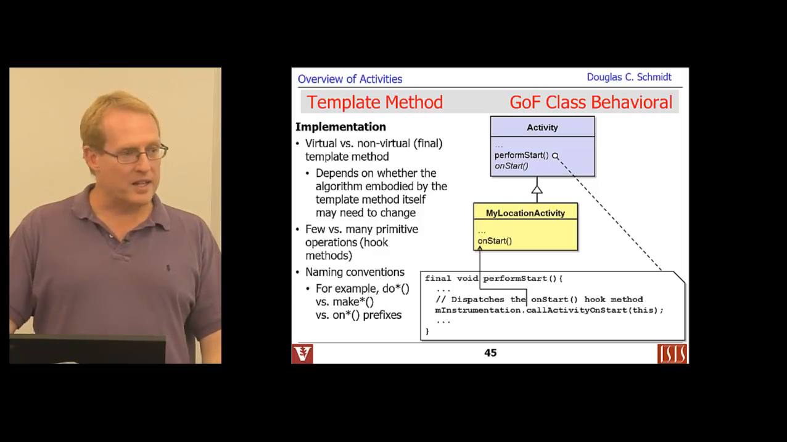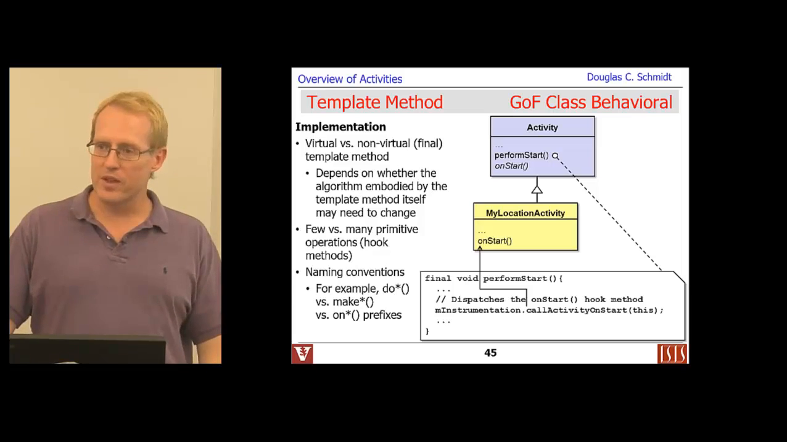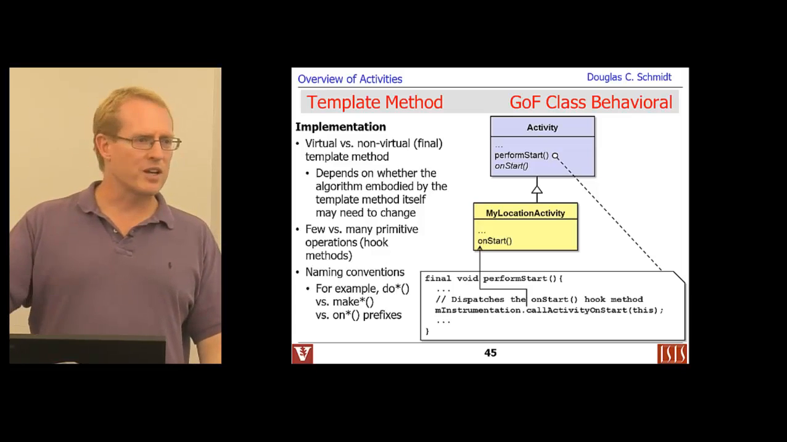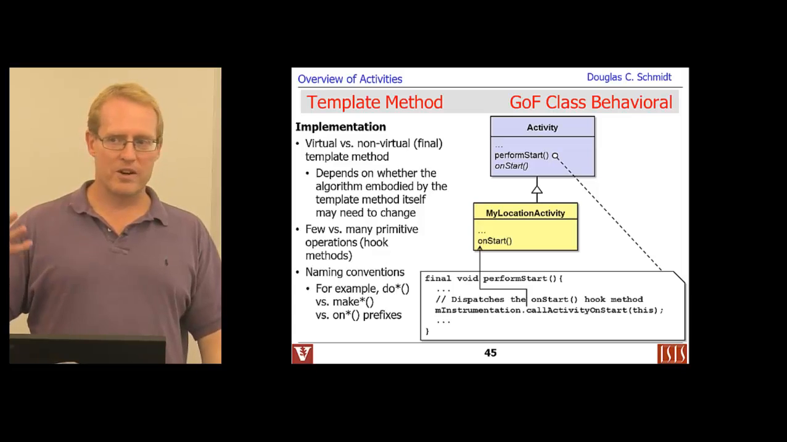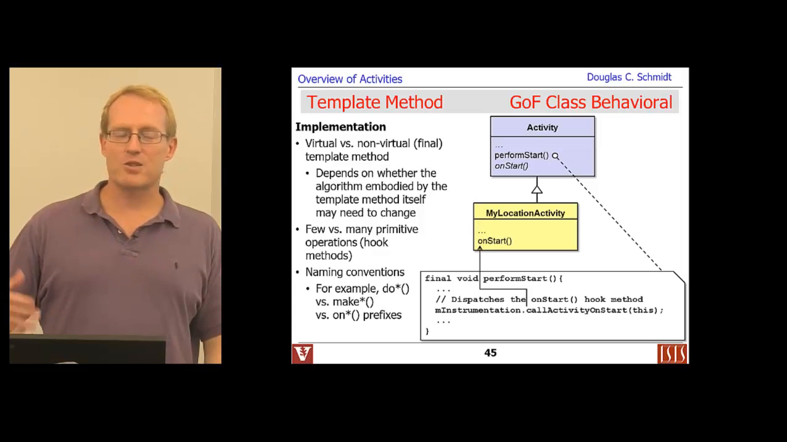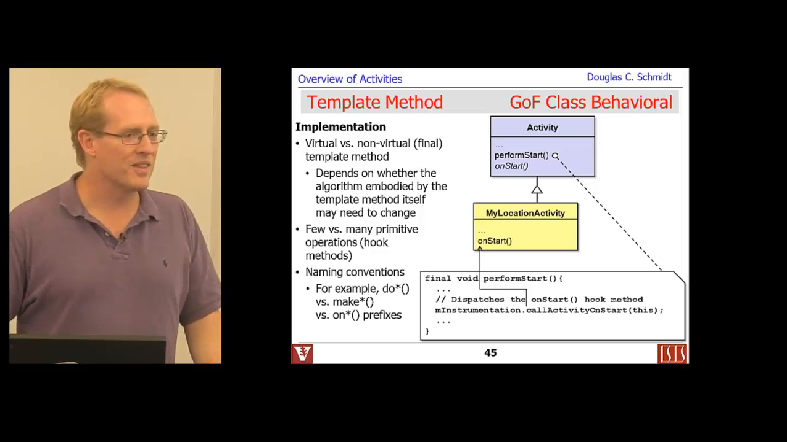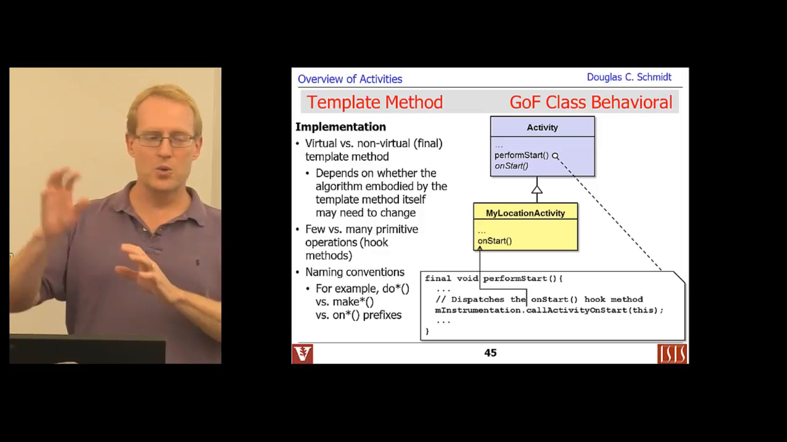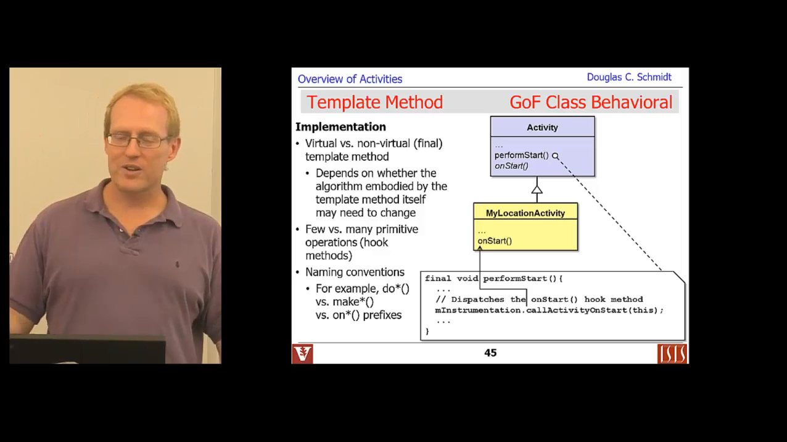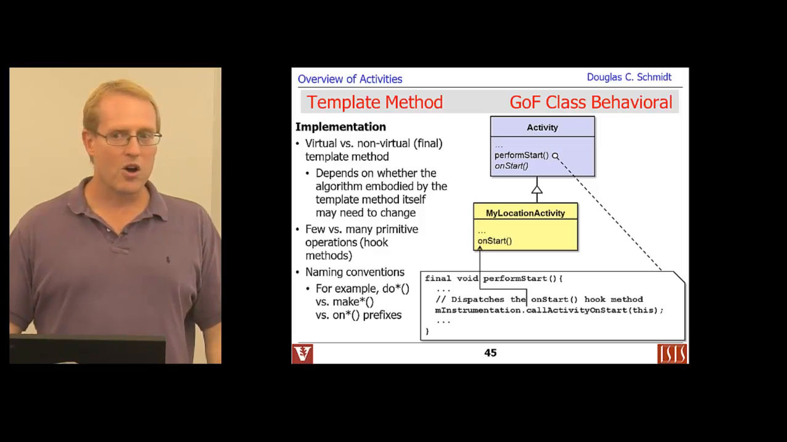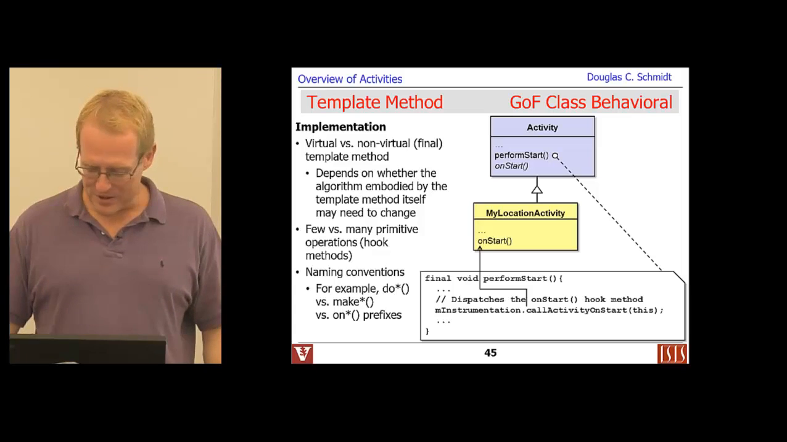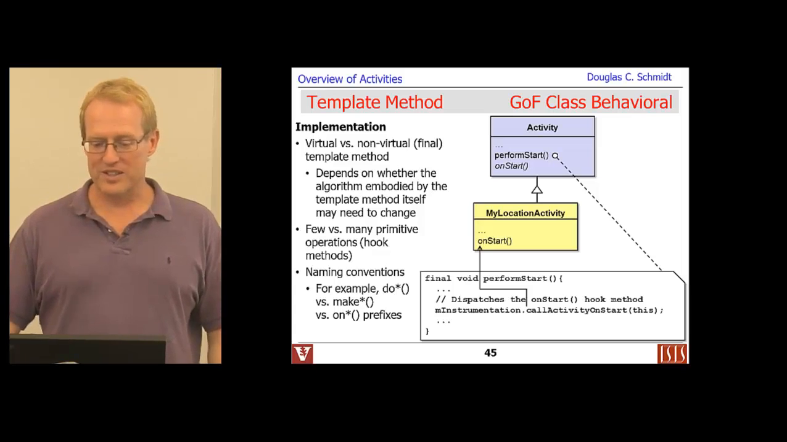Another question is, do you have lots of primitive operations? Do you have a few of them? As you can see in the activity context, we have 6 or 7 of them, depending on how you count it, for the various lifecycle operations. So that's a pretty straightforward thing to do. And then, as a rather mundane point, how do you name the hook methods? Do you call them do whatever? Do you call them make whatever? Do you call them on whatever? Android typically follows the on convention: onStart, onStop. That's obviously a very low level and somewhat insignificant point.